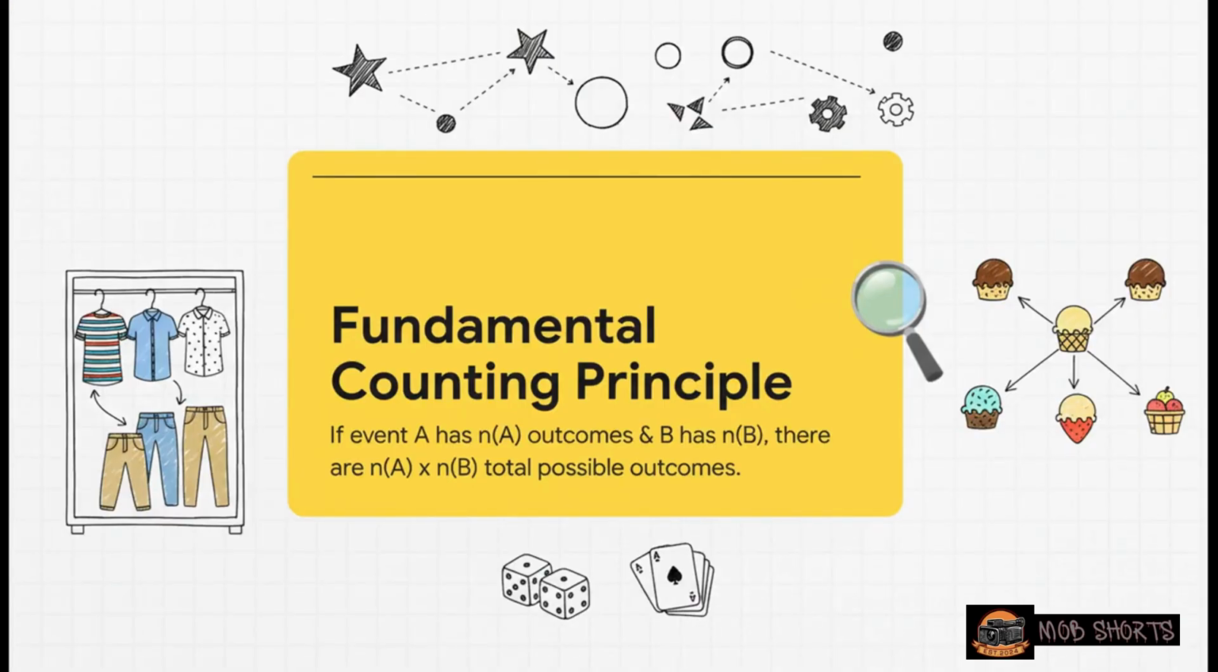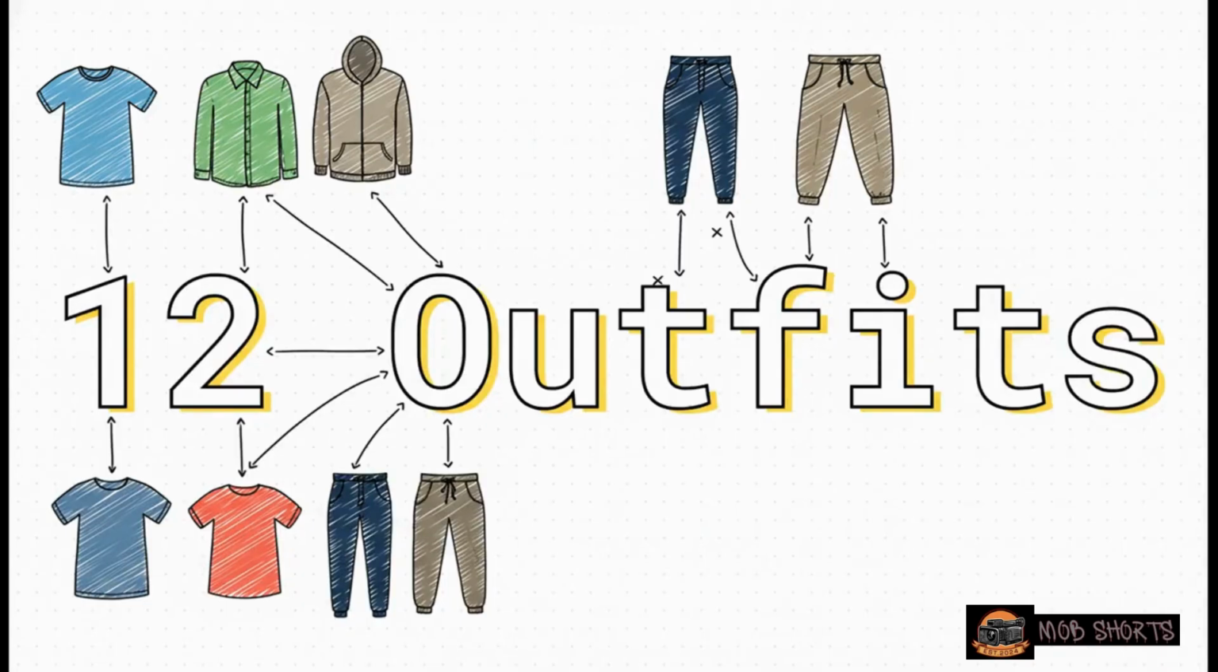It sounds fancy, but the idea is so simple. If you have a certain number of options for one choice and another number of options for a second choice, you just multiply them together. That's it. That tells you the total number of combinations possible. Like, think about your closet. You don't need to lay out every single shirt and pants combo to see how many outfits you have. If you've got 3 shirts and 4 pairs of pants, well, you just multiply them. 3 times 4 is 12. You have 12 possible outfits. It really is that simple.